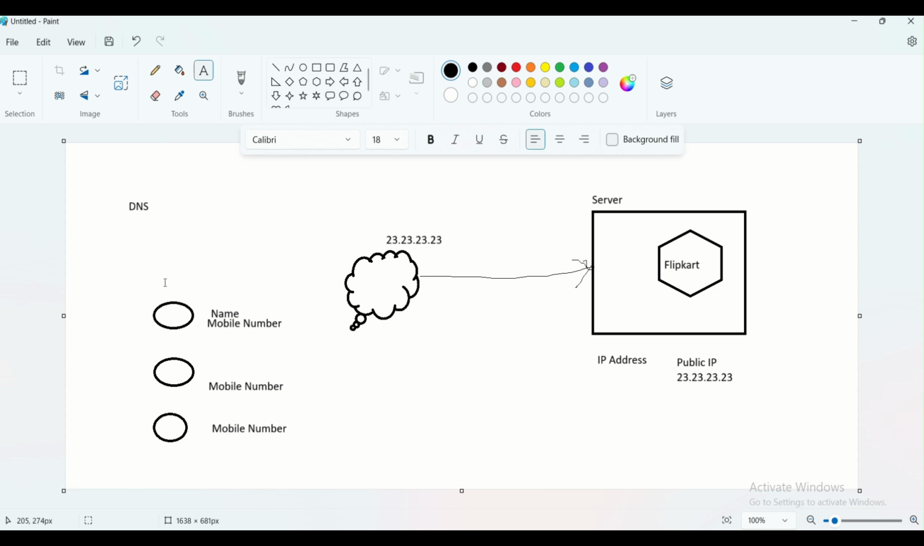Like your contact book, like your phone book, in the internet world there is a concept of DNS. What exactly will DNS do? For example, here we have a DNS, which is called Domain Name Service. This is called a DNS server. Now, what exactly does the DNS server do? It allows us to map an IP address with a name.